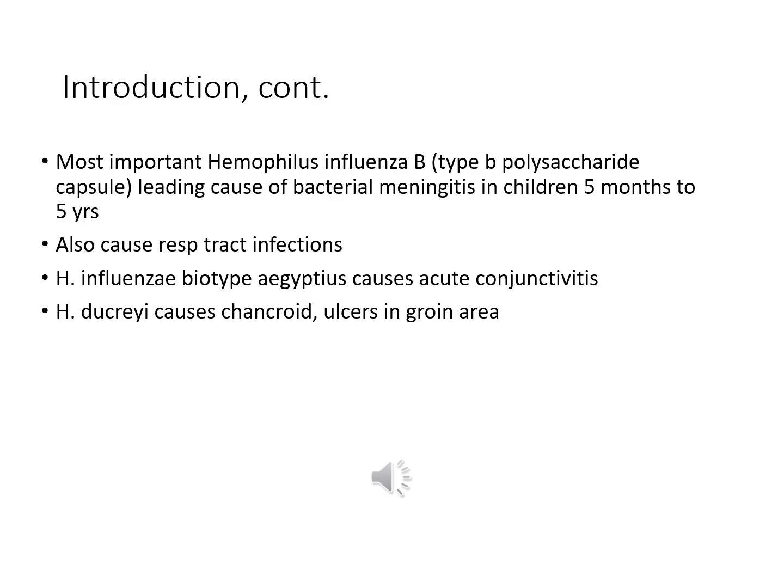The biotype Aegyptius can cause acute conjunctivitis, so drainage from the eye that would need to be swabbed and cultured. And Haemophilus ducreyi can cause cankers or ulcers in the groin area.